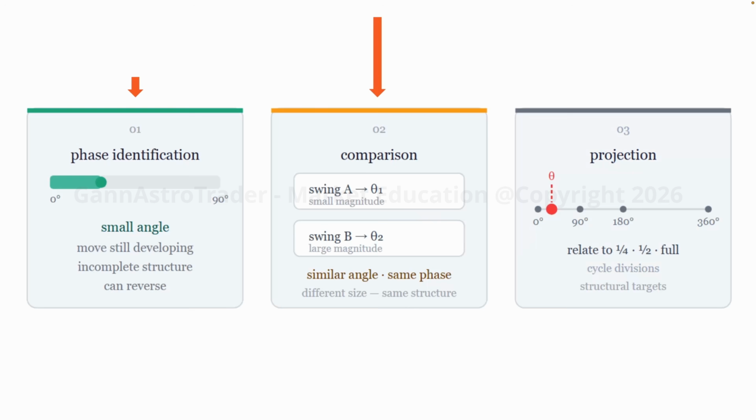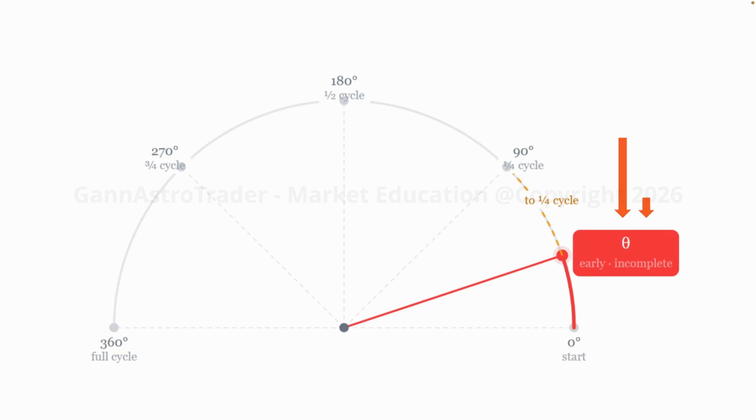Once you have the angle, you can use it in several ways. One use is phase identification. A smaller angle may indicate that the move is still developing. A larger angle may suggest that the move is entering a more mature state. Another use is comparison. If two different swings produce similar angles, even if their price magnitudes are different, they may belong to similar structural phases. This can help you compare movements across time frames or across different market conditions. A third use is projection.